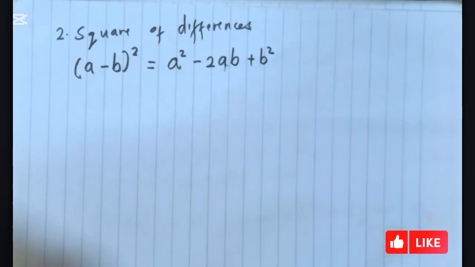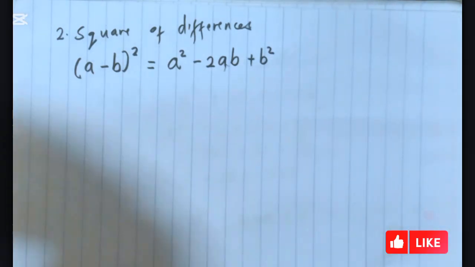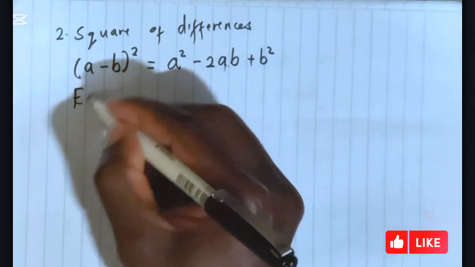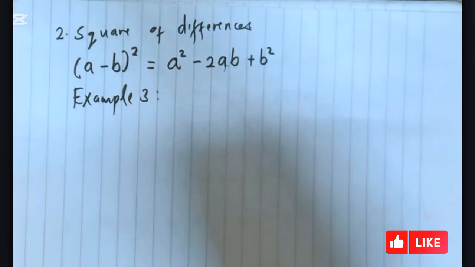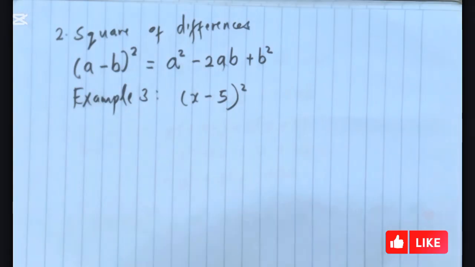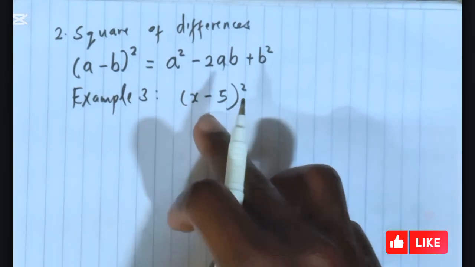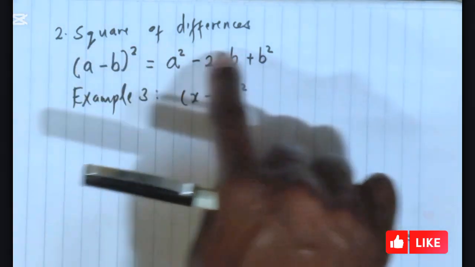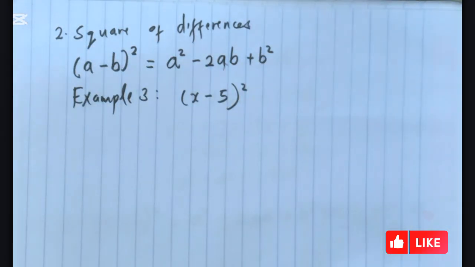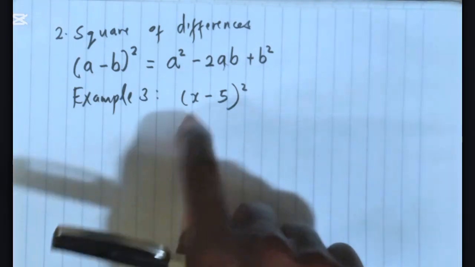All right. So why don't we look at an example that actually requires us to do so? So example 3 here. For example 3, we have x minus 5 squared. And so looking at this second quadratic identity, that is the square of differences, we have x minus 5, and we're supposed to square it. All right. Of course, we expect that the answer will be a quadratic expression.